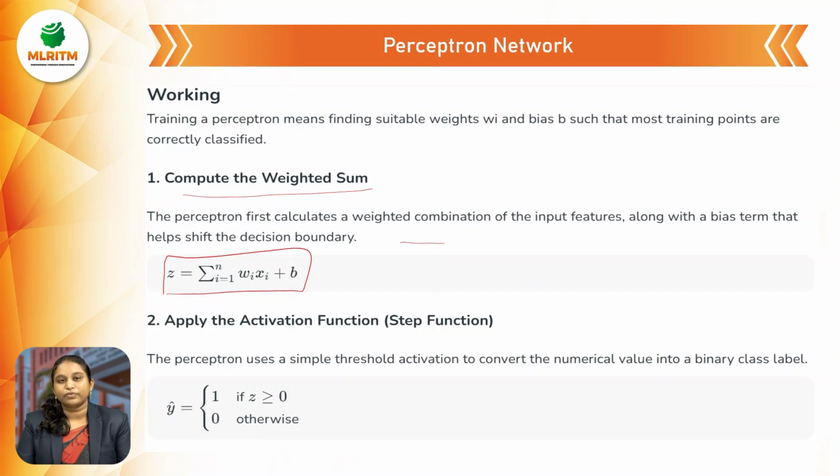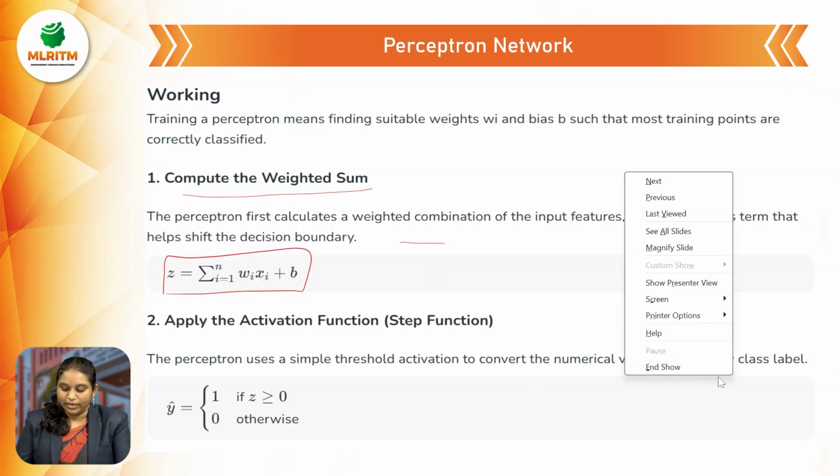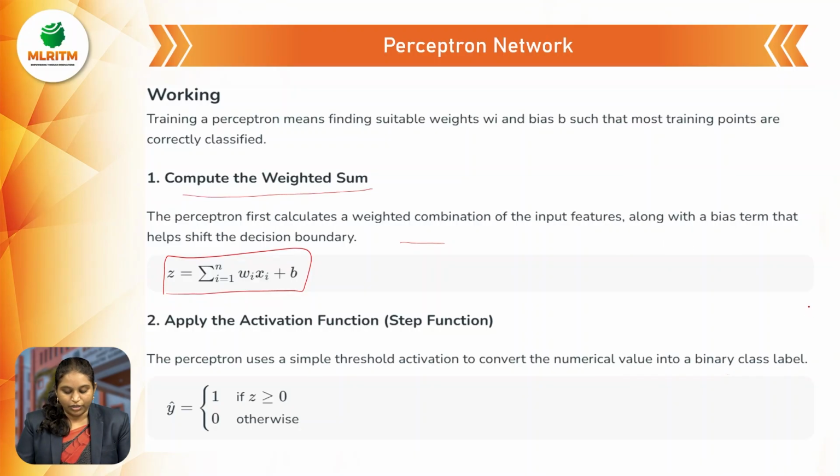So taking these values, we are going to compute the weighted sum. The second step, apply the activation function, nothing but the step function. The perceptron uses a simple activation function to convert the numerical value to the binary class label. If we are getting the value 1 or 0, so it takes in the form of any activation function.